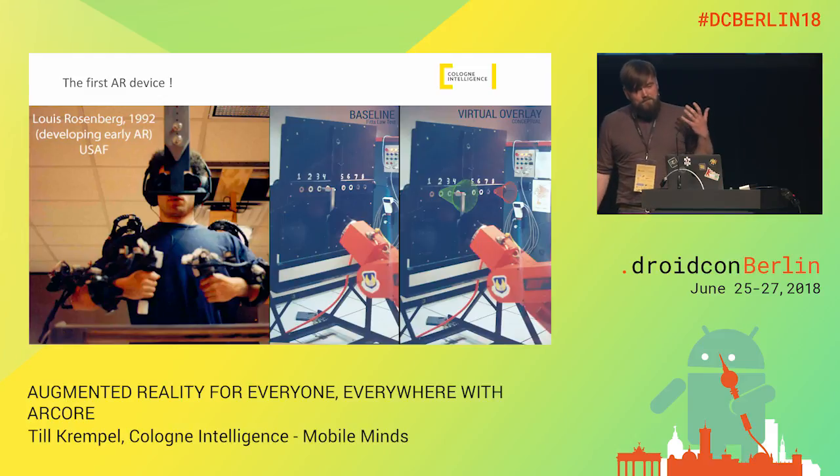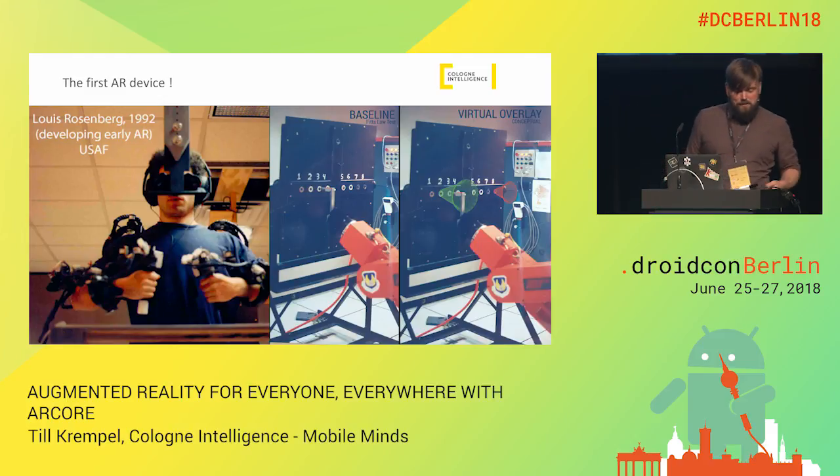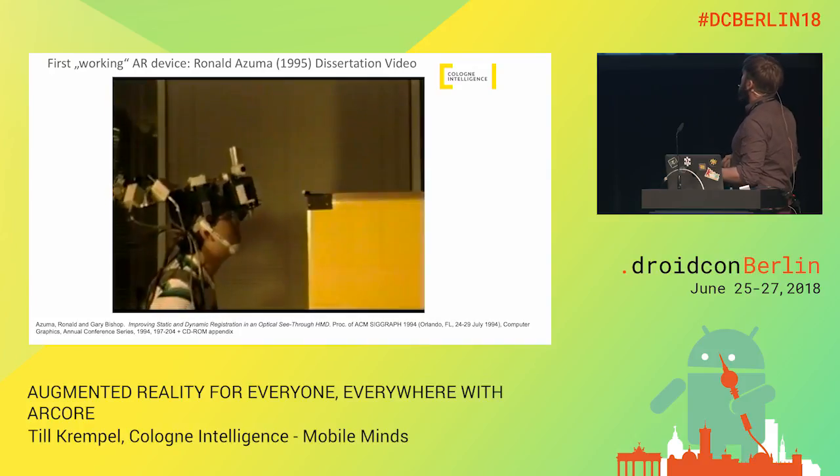The first device that really comes close to what AR is all about was developed by Rosenberg in 1992 for the US Air Force. This was more like an experiment, so it wasn't an actual device. There's a setup with a robotic arm that you can see here, and a board where you had to complete specific actions. The experiment was, does this optical guidance, augmented upon the scene, help people to do the task more efficiently and more precisely? And this was the first mention of AR as such.